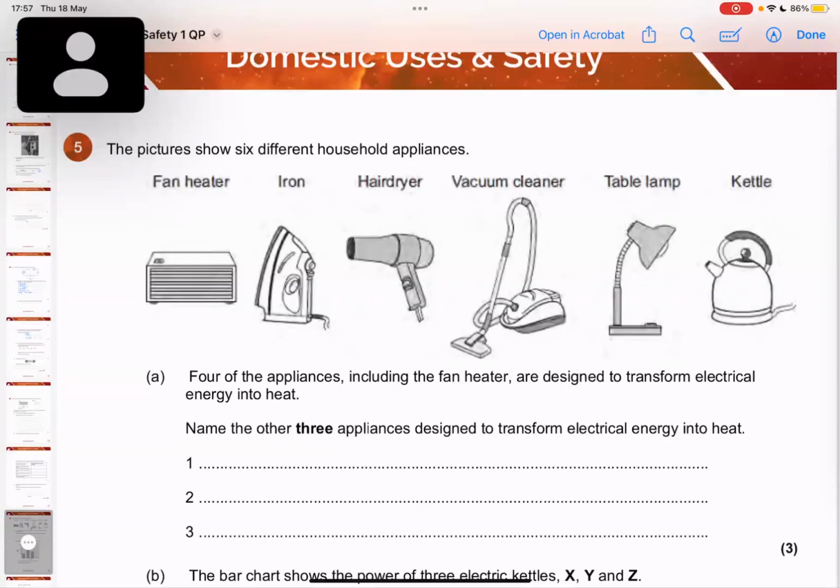The table lamp gets hot because heat is a waste product. Exactly. So just remember when it's asking you to include appliances that are designed to produce heat, they're not asking you for appliances that release heat anyway, but it's a waste output. Okay, so table lamp is an interesting one because it actually does get hot if you sit under a table lamp, or if you're working with a table lamp, it will get hot there, but that's not what it's designed for. It's designed for light. Okay.